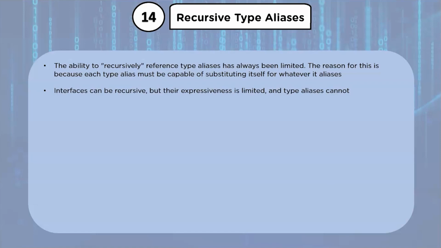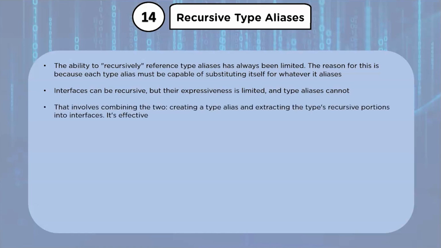Interfaces can be recursive, but their expressiveness is limited, and type aliases cannot. That involves combining the two, creating a type alias and extracting the type's recursive operations into interfaces.